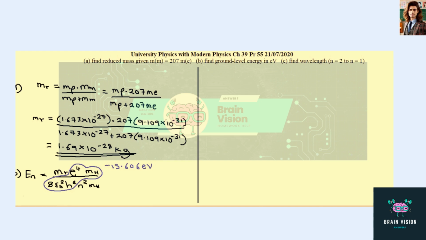And so we can now write down our energy in a simpler way as m sub r over m sub h multiplied by negative 13.606 electron volts over n squared.